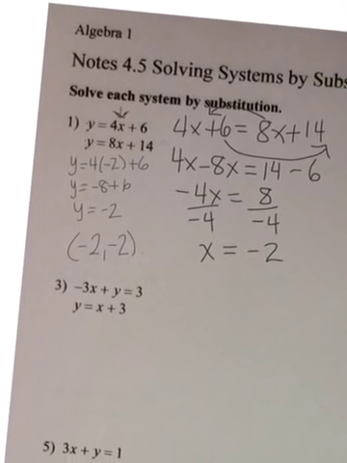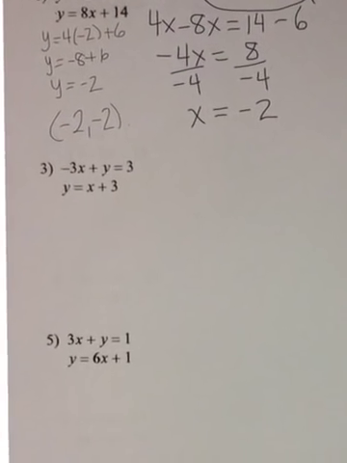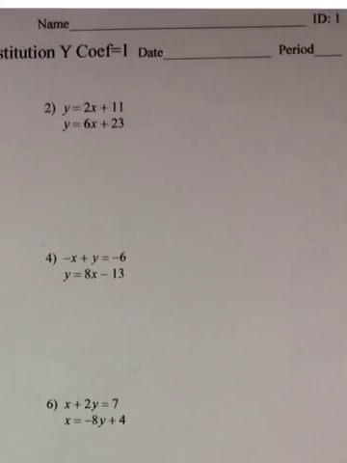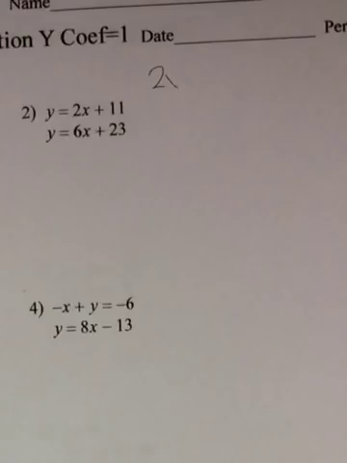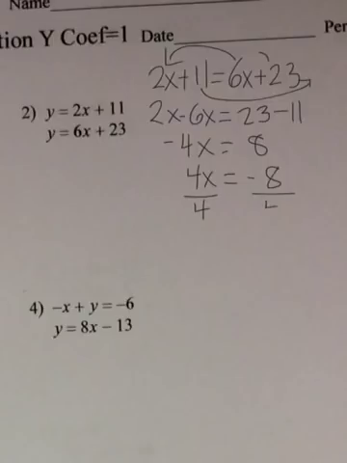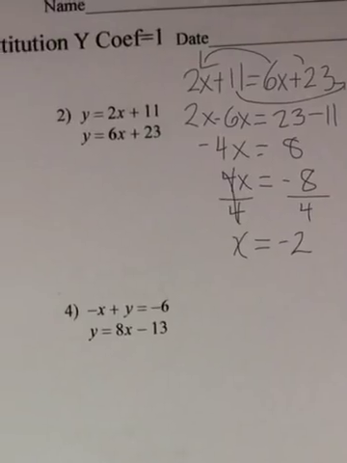Okay, let's repeat that again. It's a lot of practice, over and over and over again. So let's do this one here. Remember, if they're both y equals, all you have to do is set them equal to each other. So it'll be 2x plus 11 equals 6x plus 23. Move the x's this way and the numbers that way. So that's 2x minus 6x equals 23 minus 11. Remember, you change the signs. So that's negative 4x equals, this is again 8. And then you can change the signs, 4x equals negative 8, and then divide by 4.